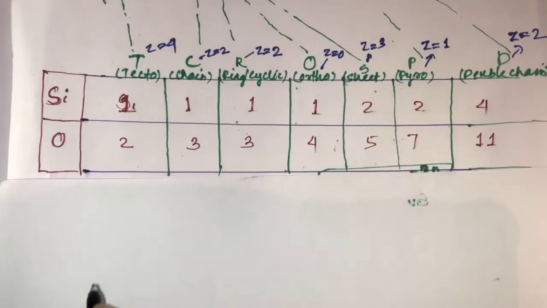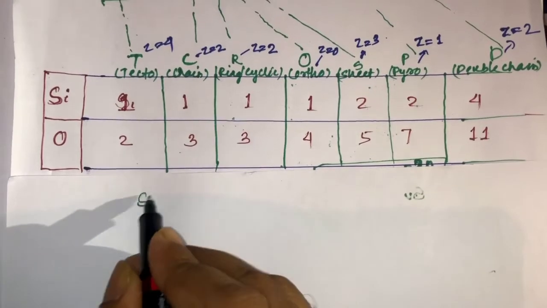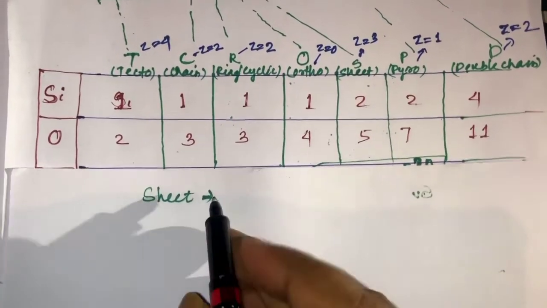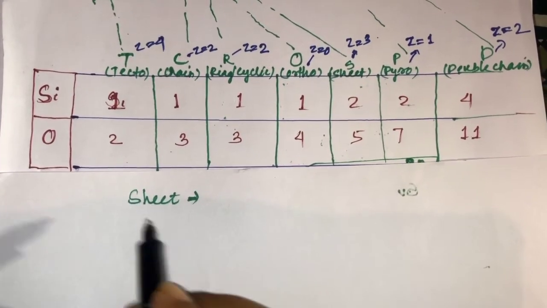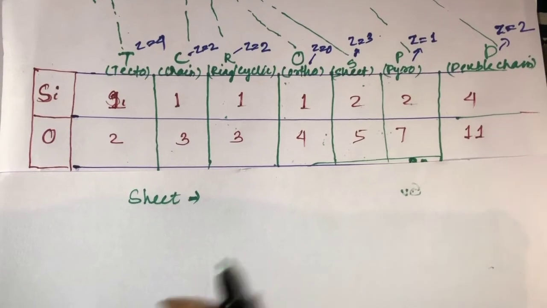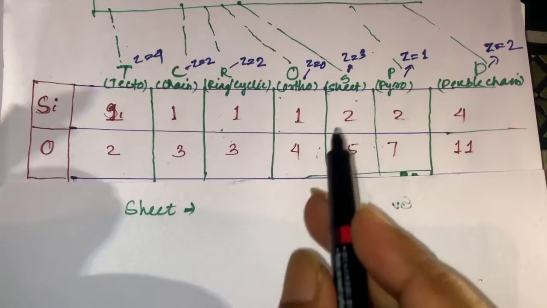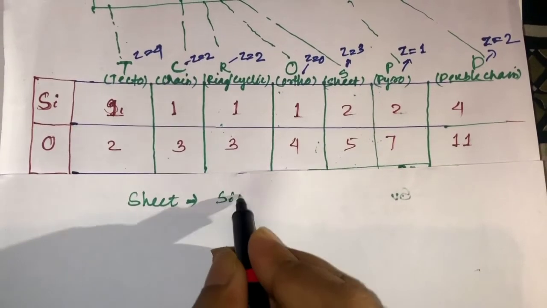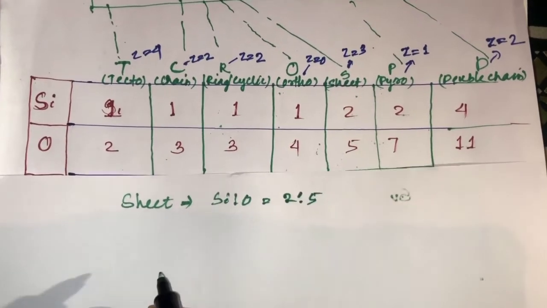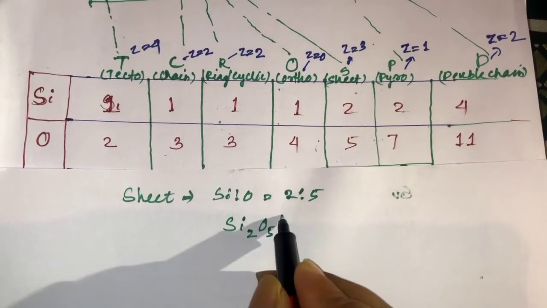Suppose I take an example: for sheet silicate, I have to calculate the general formula. In entrance exams they have directly asked what the general formula for sheet silicate is. You have to remember this particular table. Here the ratio of silicon and oxygen is 2:5, so this will be Si2O5.